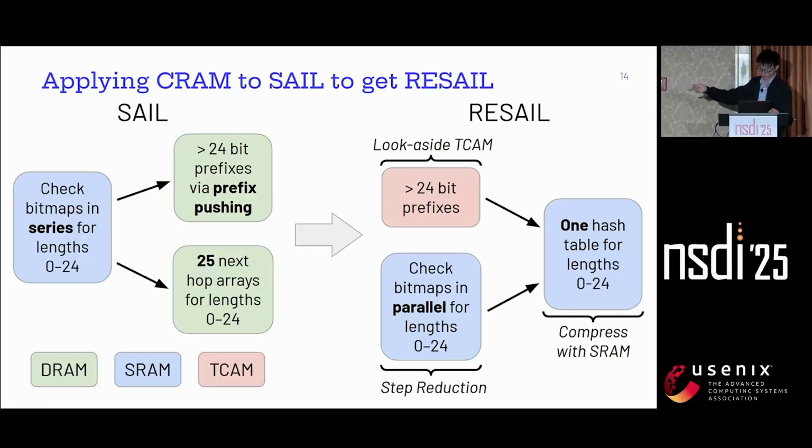And lastly, you check the bitmaps in series to determine the length, and then based on the length, you go into a corresponding next hop array using DRAM. And note, DRAM is not available in the CRAM model, so we want to try to eliminate that, right?